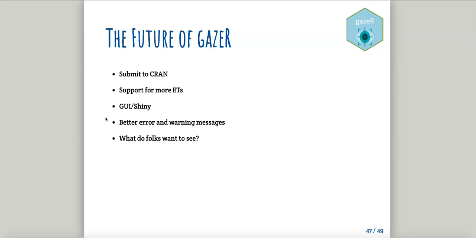I would love to have more support for eye trackers. So GazePoint and SMI, I would love to be able to support those eye trackers. I don't have those eye trackers, so if the community wants to help contribute, they're more than welcome to help me out. I would love to have a GUI or Shiny application for some of the pre-processing steps so we can visualize these things and make it easier for folks. I would also like to have better error and warning messages so it's more intuitive for users.